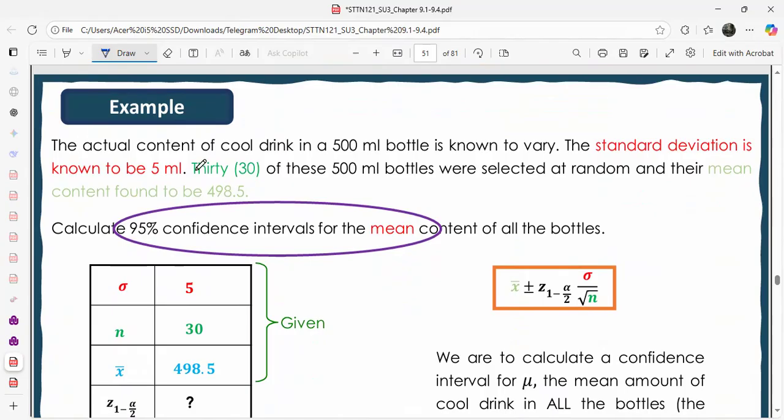It says the actual content of a cold drink in a 500 milliliter bottle is known to vary. The standard deviation is known to be 5 milliliters. 30 of these were selected at random and their mean content found to be 498.5. Calculate the 95% confidence interval for the mean content. So you'll be given this kind of question.